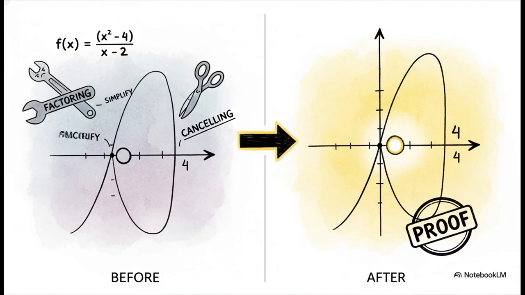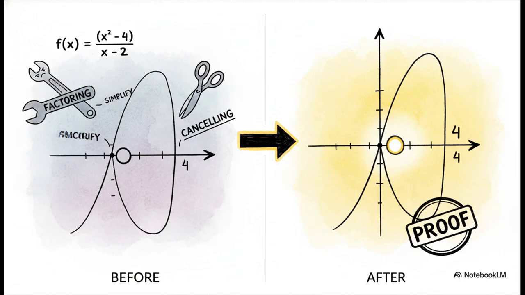This is where algebra gets really cool. We can do a little simplification. That top part factors into x minus 2 times x plus 2. And now we can cancel out the x minus 2 on the top and bottom. This little trick basically mathematically plugs the hole for us.